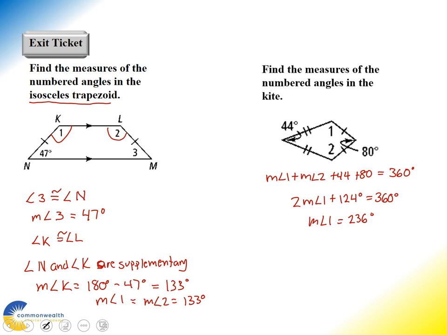Let me double check to be sure. It's early morning for me because I record this, so yep, I'm right. And that's 2 times the measure of angle 1. Now I'm going to divide both sides by 2 and get that the measure of angle 1 is 118 degrees, which means that the measurement of angle 2 is also 118 degrees. So there are your answers.